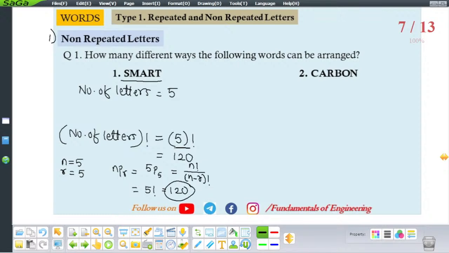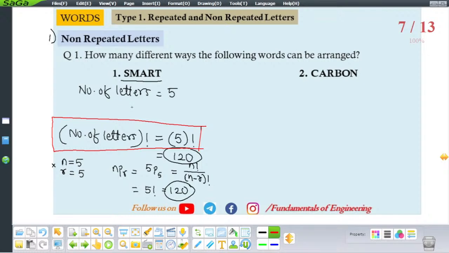Here there is no need to use this formula, it will take more time. Instead of using that formula, we can use this shortcut trick. You have to count the number of letters and take the factorial value. By using that we can solve it.